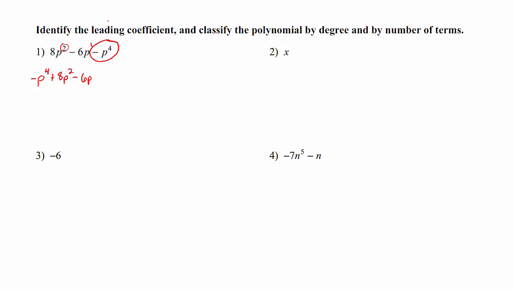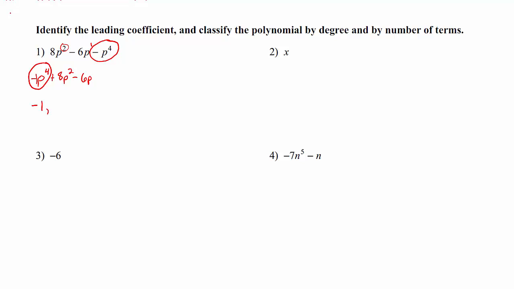Now that it's in standard form, the leading coefficient is the number at the very beginning. Since there's not a number, it's just a negative, it'd really be like a -1. So our leading coefficient on this first problem is -1. We also want it to be in standard form to classify by degree, because the degree has to do with the biggest exponent. So we don't have to have it in standard form as long as we remember that we need to look for the biggest exponent.